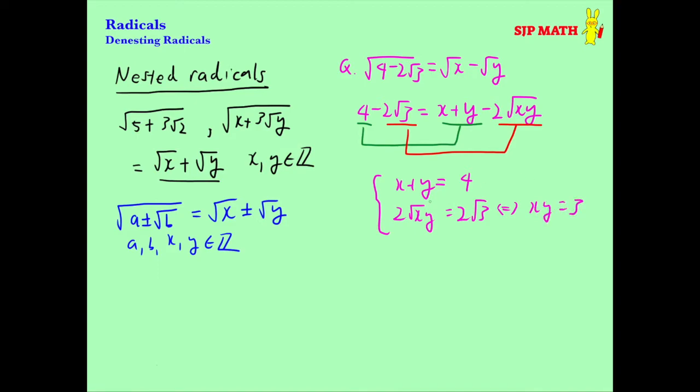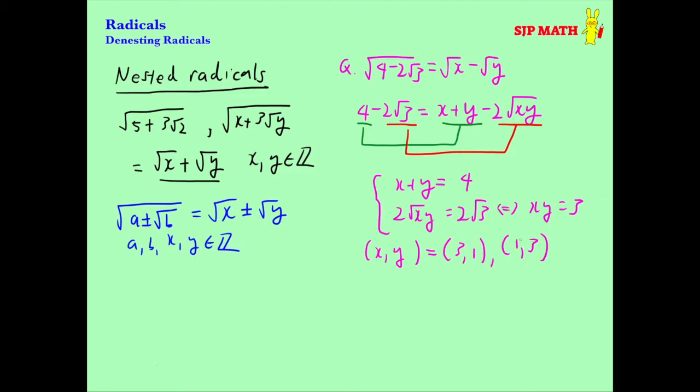So you can simultaneously solve them, like using your substitution methods or something, but by quick observation, we can just realize that the only solution where x and y are integers would be where x is 3 and y is 1, or y is 1 and x is 3.